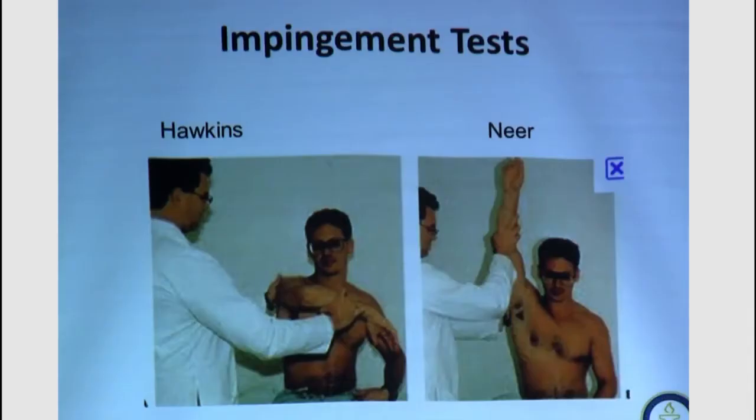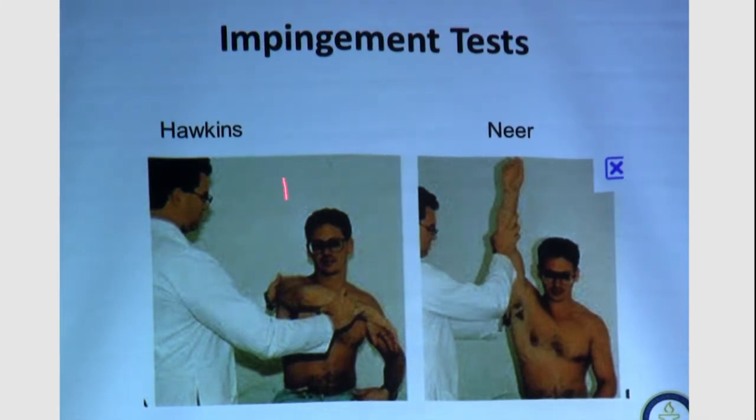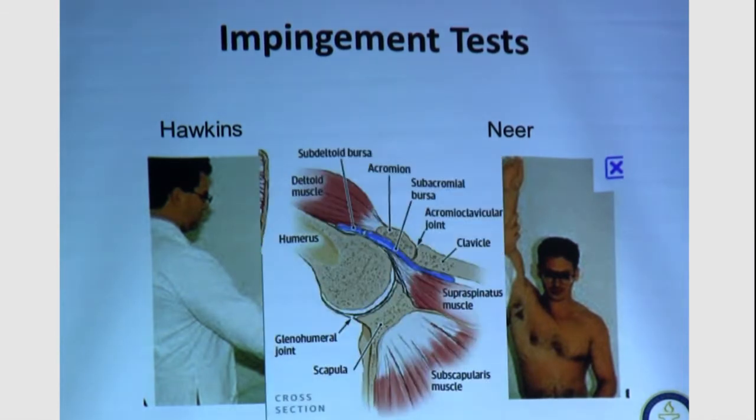Some impingement tests that we can look at with specific regards to the rotator cuff. This was developed by some very famous shoulder surgeons a long time ago, Rich Hawkins and Charles Neer. And we'll go over this as we talk about subacromial impingement, but what happens is when I do these specific maneuvers, the rotator cuff becomes pinched in between the ball and the roof of the shoulder.